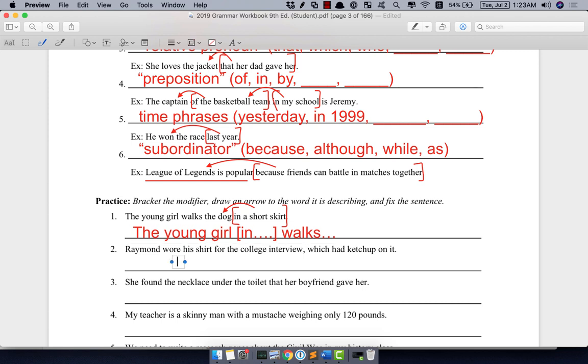Okay, sentence number two. I'll give you an imaginary 20 seconds to think about it. Again, bracket the modifier, draw an arrow to what that modifier is describing, and then fix the sentence. Ready, go. Okay, time's up, 20 seconds.